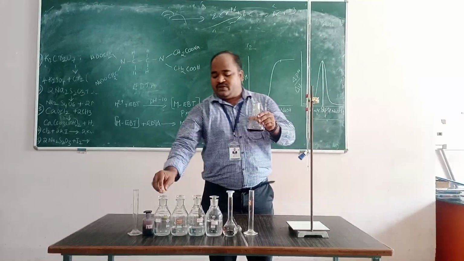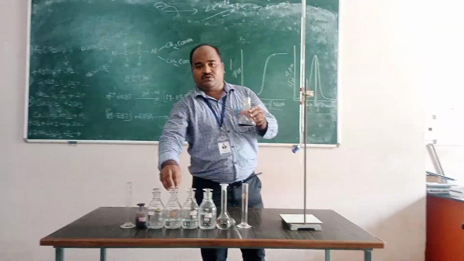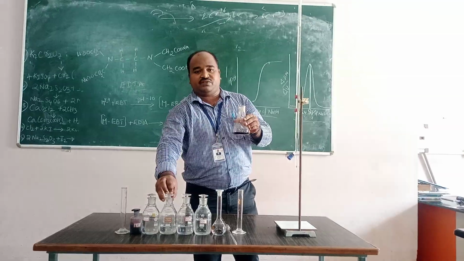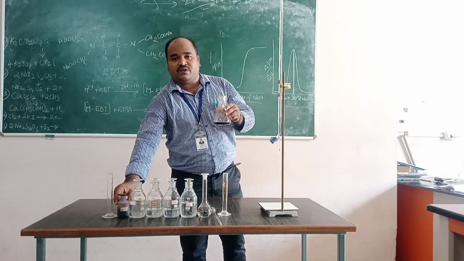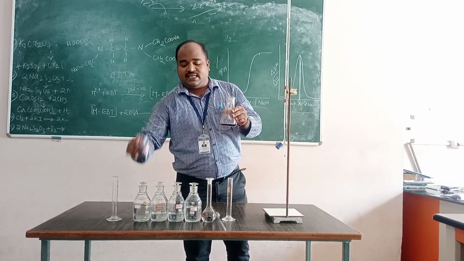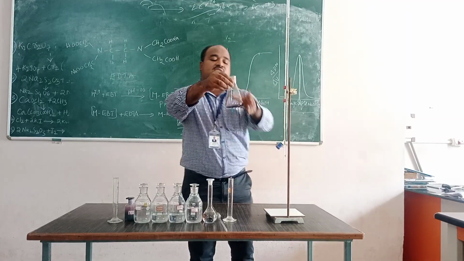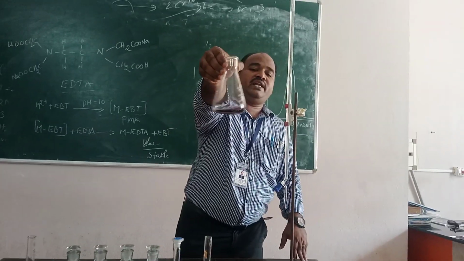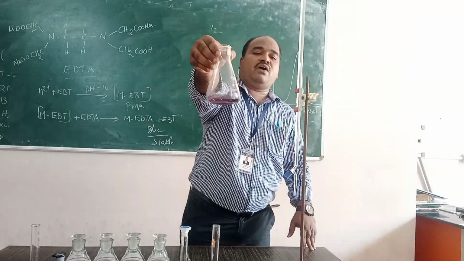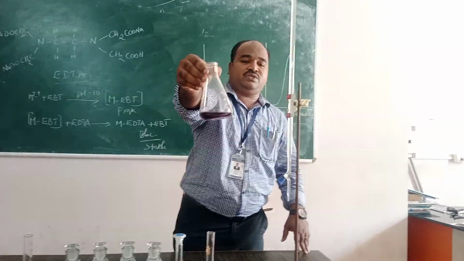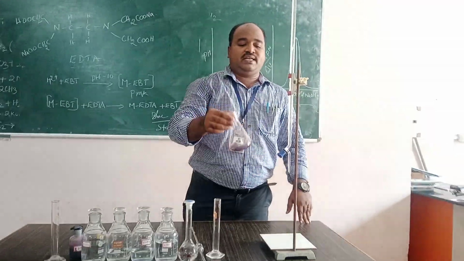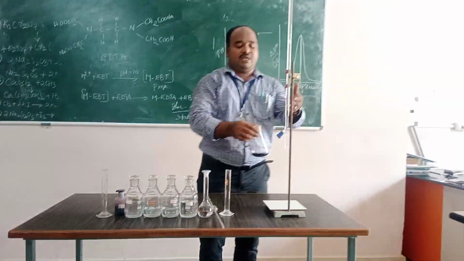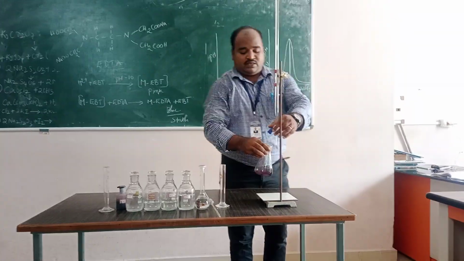Then I have added 5 ml of the buffer solution, which is an ammoniacal buffer solution. Then I added 2 to 3 drops of eriochrome black T indicator. So you can see it also looks like a wine red color, just like previously with the calcium carbonate solution. So now I am going to titrate against the EDTA. Let's see what the result is.